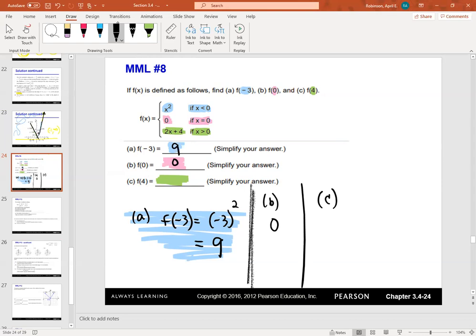C, I would have f of four equals two times four plus four. There and there. So two times four is eight, and eight plus four is 12. And that's what's going right there. Do you understand what I'm doing? Yep, it's looking good. Okay.